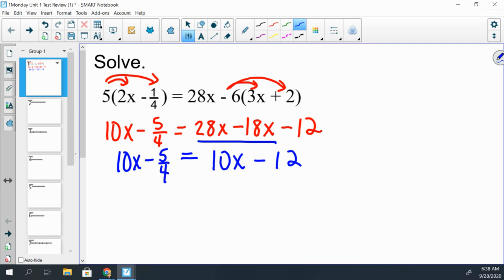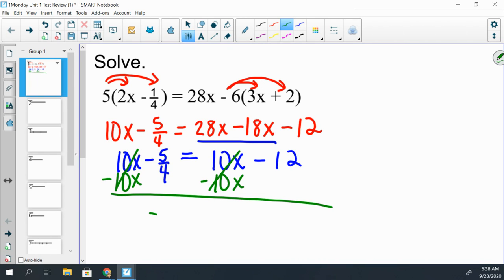Okay, so I need to eliminate the x's on one side. So if I subtract 10x on this side, because that's a positive 10x, and I subtract 10x on this side, they both disappear. They're both eliminated. And we're left with -5/4, don't forget that negative, equals -12.